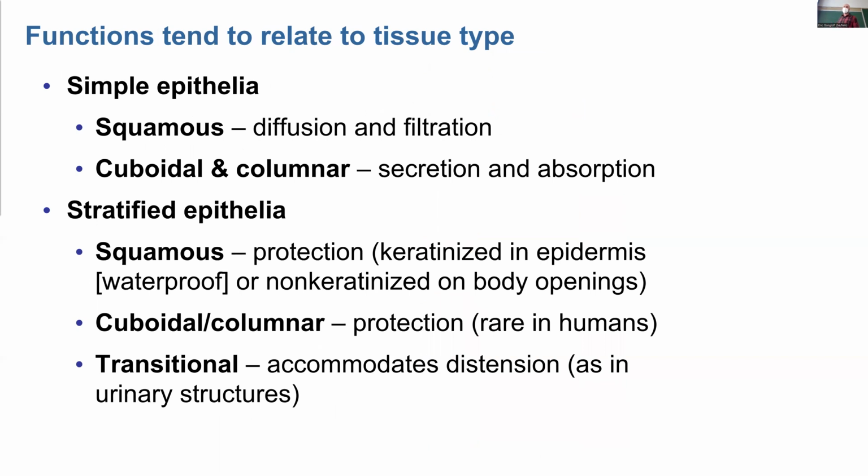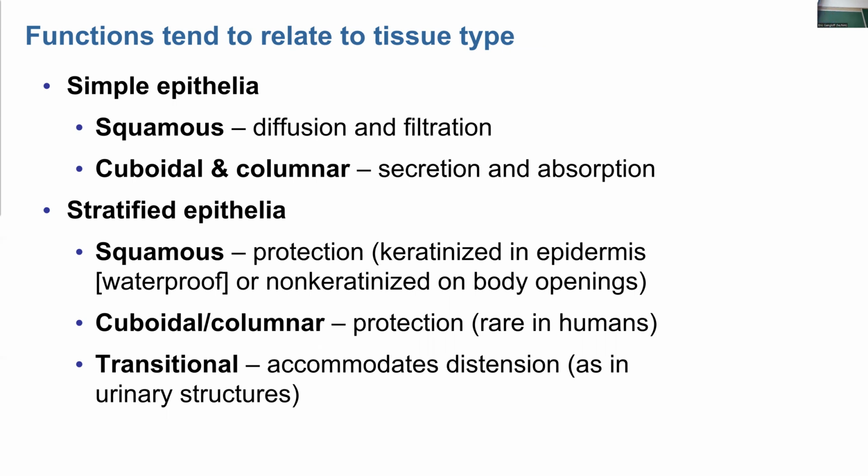We have simple squamous, simple columnar, and simple cuboidal. Simple squamous cells are primarily involved with diffusion and filtration. For example, the cells that line the air sacs in your lungs are simple squamous. They're very thin layers of cells that make it easy for gases to pass through them so that you can exhale carbon dioxide and inhale oxygen.